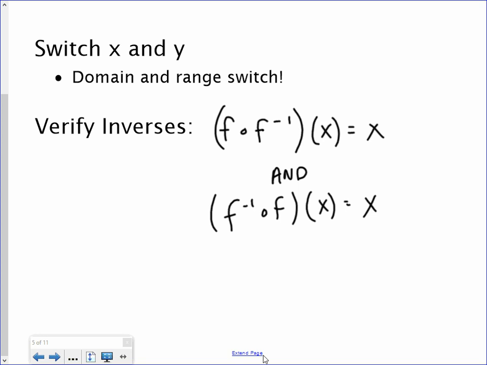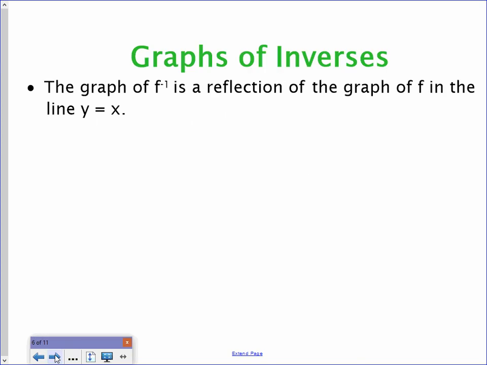Good. Next slide, we're just going to talk real quickly about what an inverse means visually. So visually, when you see a function and its inverse, because you just switched x and y, the inverse is a reflection over the line y equals x. So you said x and y were the same thing, they were equal, because you switched them around, and that results in a reflection over that line. So the graph of f inverse is a reflection of the graph of f in the line y equals x.